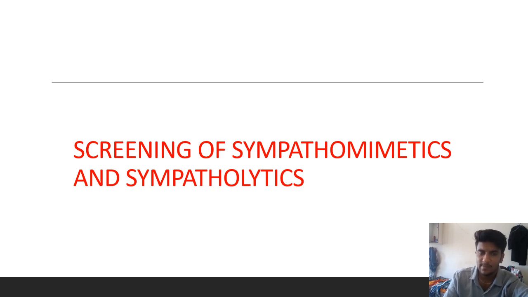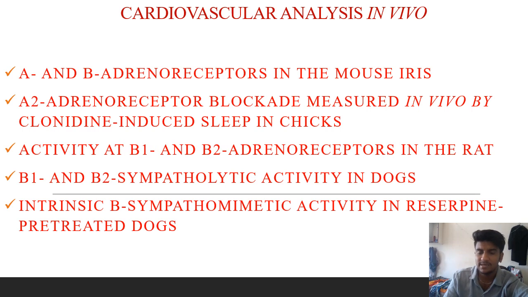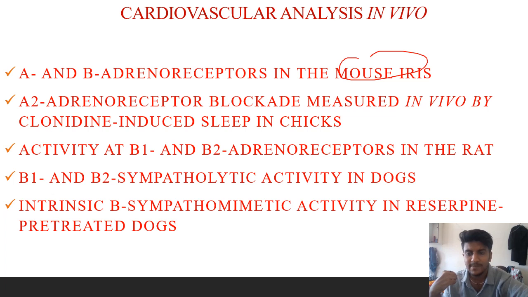Now moving on, we have sympathomimetic and sympatholytic drugs. These are basically a lot of drugs that are given to check cardiovascular analysis. We have alpha and beta adrenoreceptors in mouse iris. Sympathetic and parasympathetic receptors are present in abundance. You can check in the kidney, liver, lungs, intestine motility. In the iris you can check mydriasis, miosis. In the kidney you can check the urinary bladder, urethra contraction, relaxation. You can check whatever you want because the receptors are present everywhere.